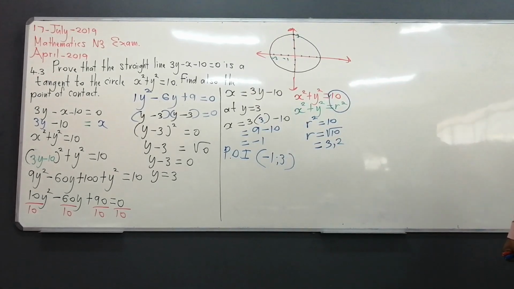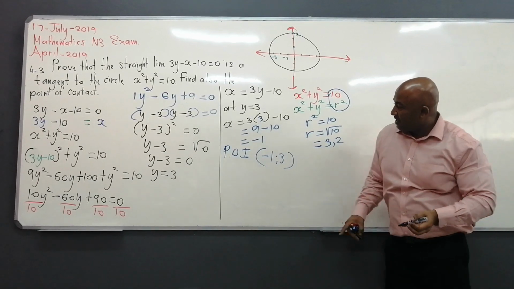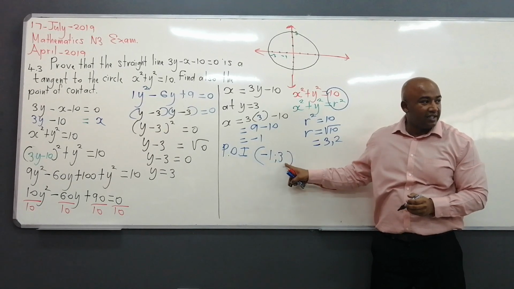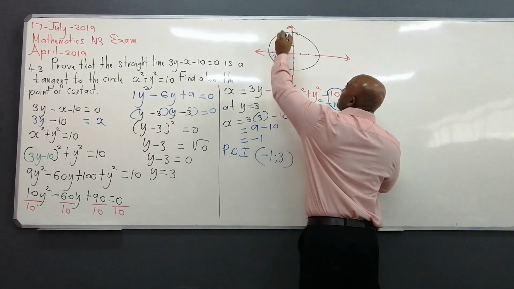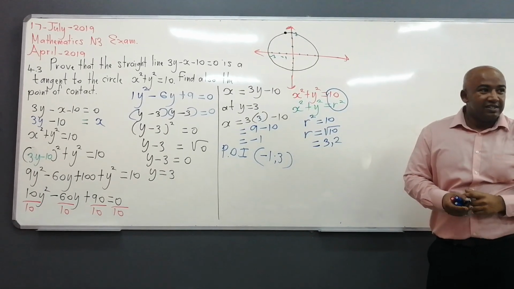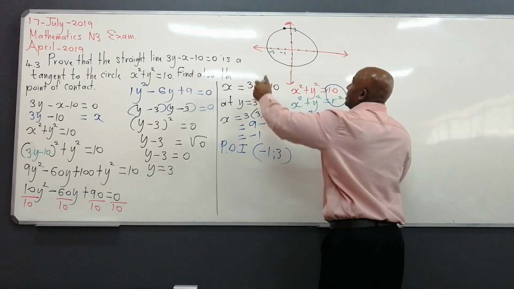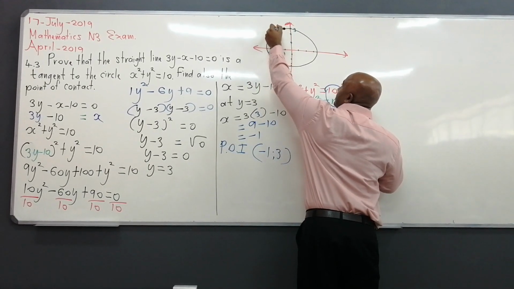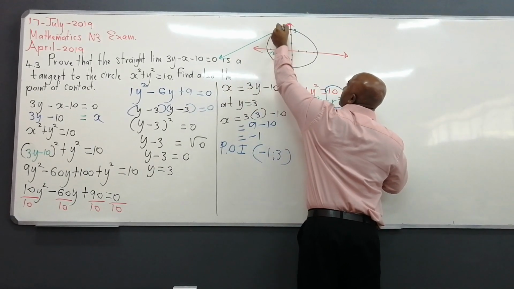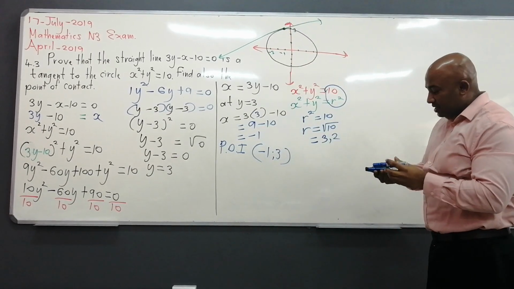Right. So here's a circle. Now what's happening here is the point of intersection is minus 1, 3. So minus 1 and 3 is somewhere here. So the straight line is touching only at this point here. So if I draw my straight line there and there, this is my straight line.